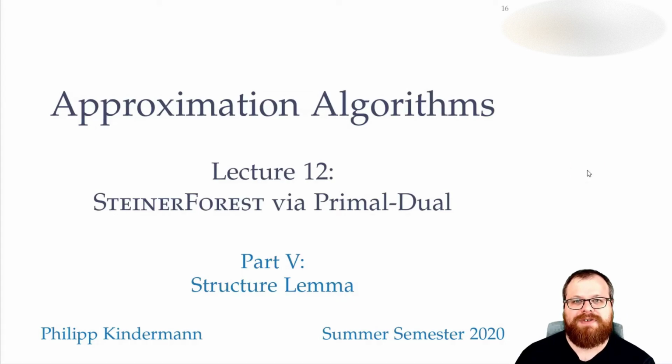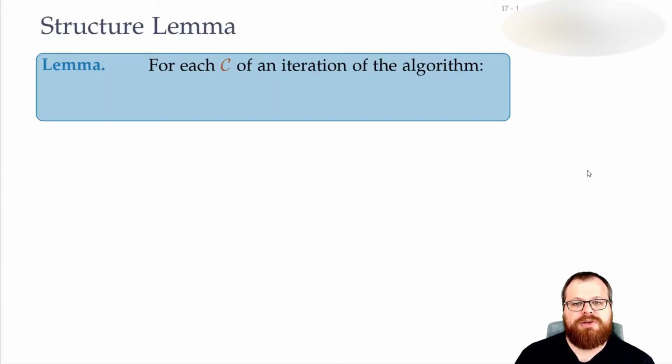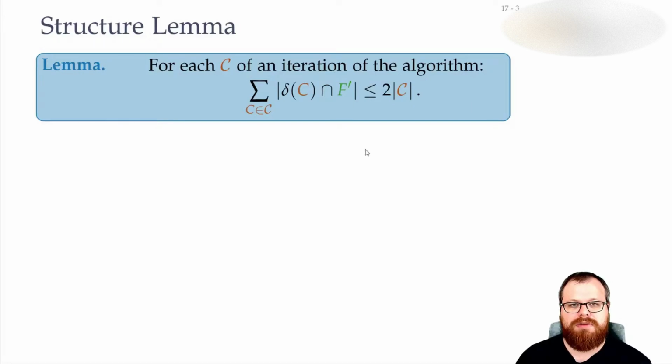To prove the approximation factor of this improved algorithm, we first need a lemma, the so-called structure lemma. The structure lemma tells us that if we look at a single iteration of the algorithm and the set of connected components in it, but only those that contain exactly one terminal of a terminal pair, then the number of edges in the solution that lie on the boundary of these components is at most 2 times the number of the components.